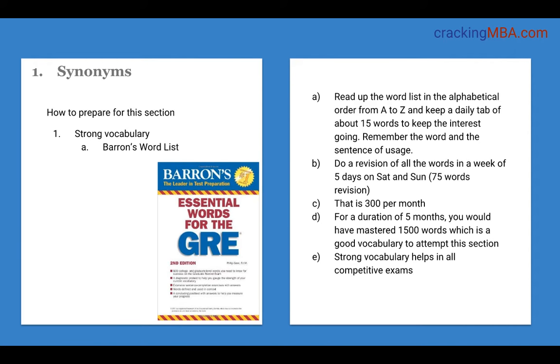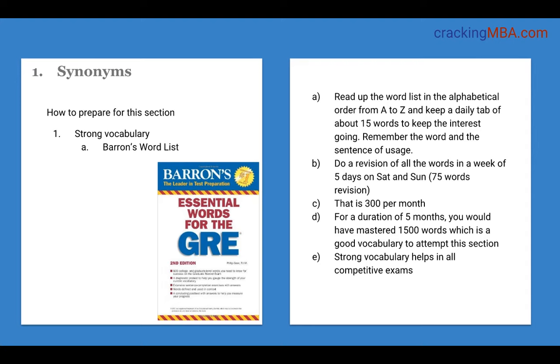So the first one, like we said, is reading a Barron's word list. This is a compilation of words for the GRE, but these words are pretty useful for any competitive exam, especially exams like SNAP, where the emphasis on vocabulary is high. Having a very strong vocabulary can immediately land you great marks.